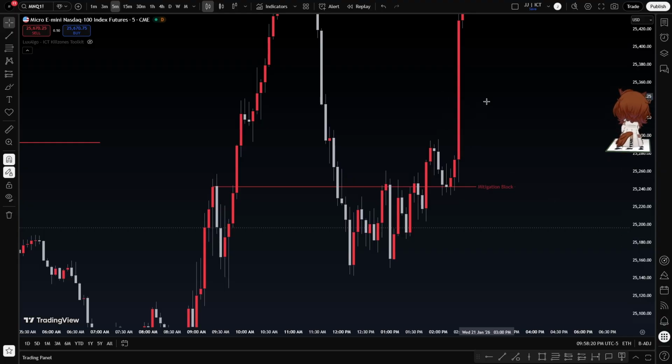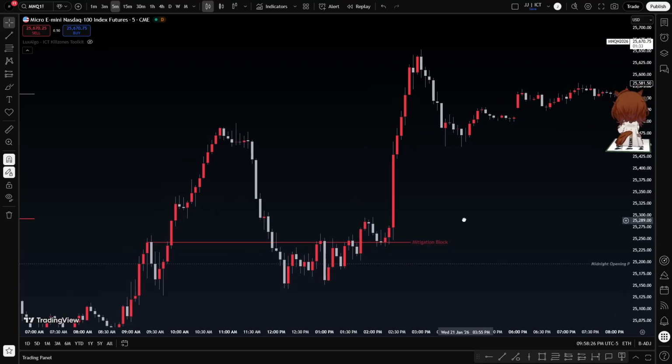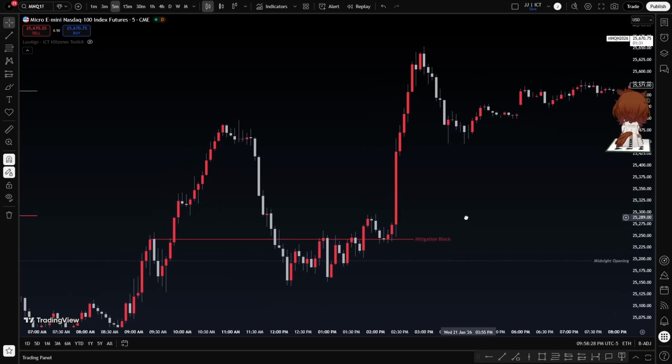And it reacts off the mitigation block, jumps higher, displaces. All right, episode's over. You get the point. This is one of my favorite PD arrays. It is amazing, truly, truly amazing if you know how to use it. And when I say know how to use it, I mean putting other confluences together to confirm if it's actually going to be respected or not.